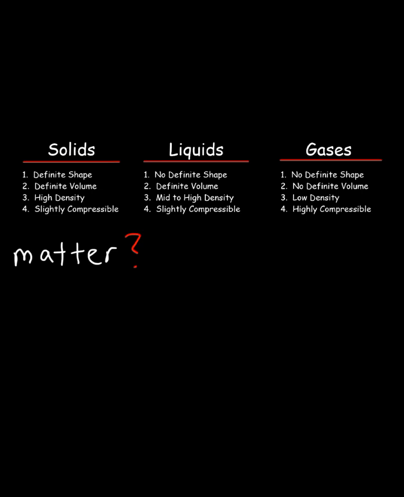Now let's talk about solids. A solid has a definite shape. So if you think of a rock, it has a fixed shape. I know this is a terrible visual illustration of a rock. It has a fixed shape and a fixed volume. Liquids, on the other hand, are fluid. They have no definite shape, but they do have a definite volume.